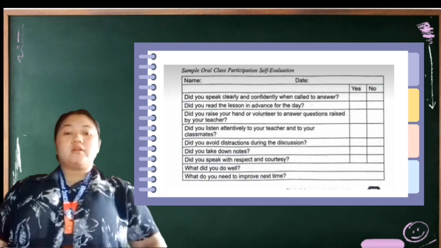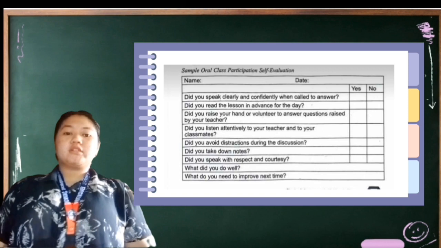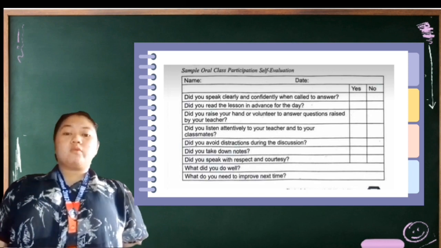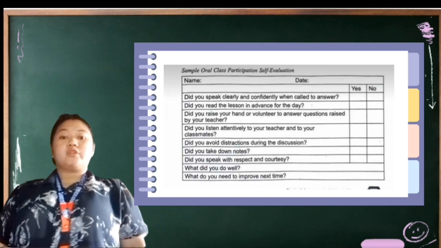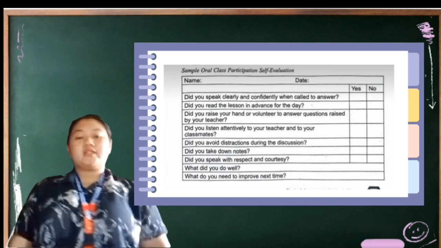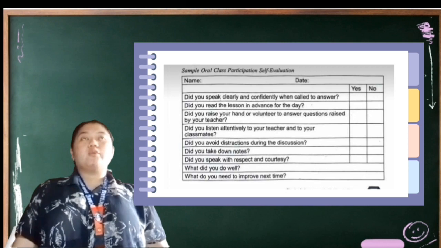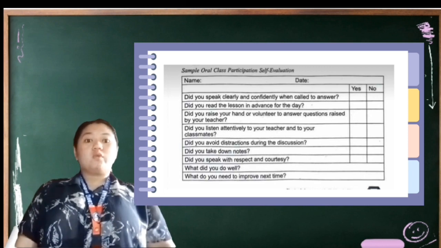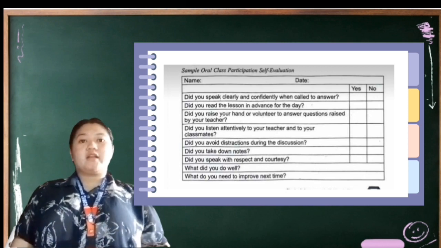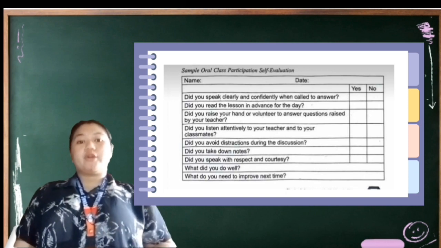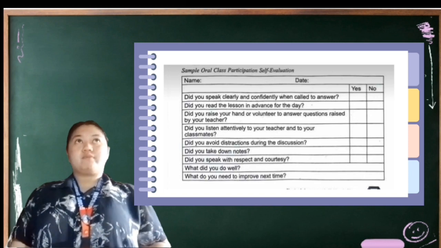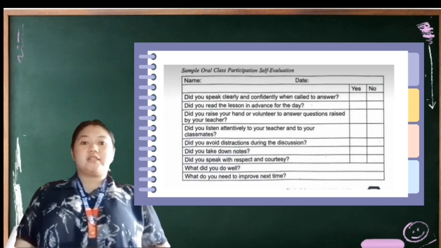So these samples, you can use as when evaluating yourself after or during your discussion or doing something, so that you will know where you excelled and what part you need to improve or develop for the next time that you will discuss or answer.